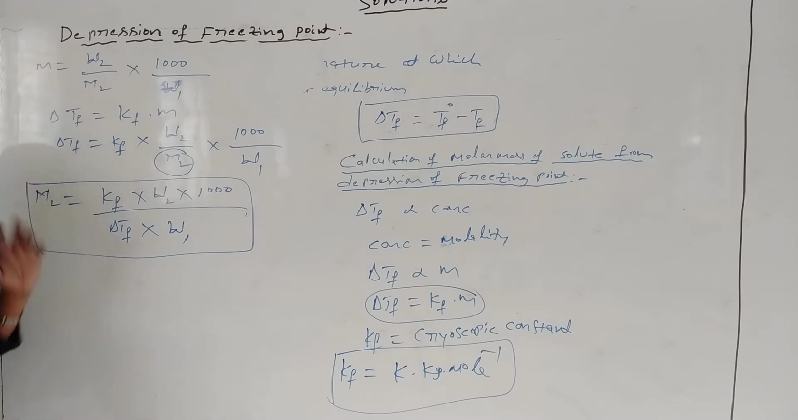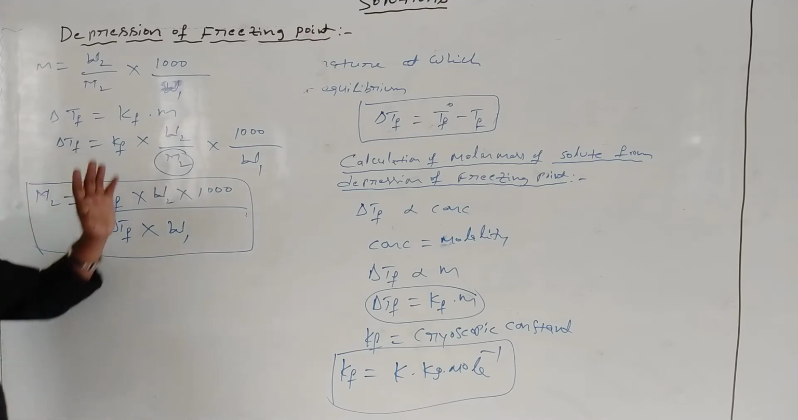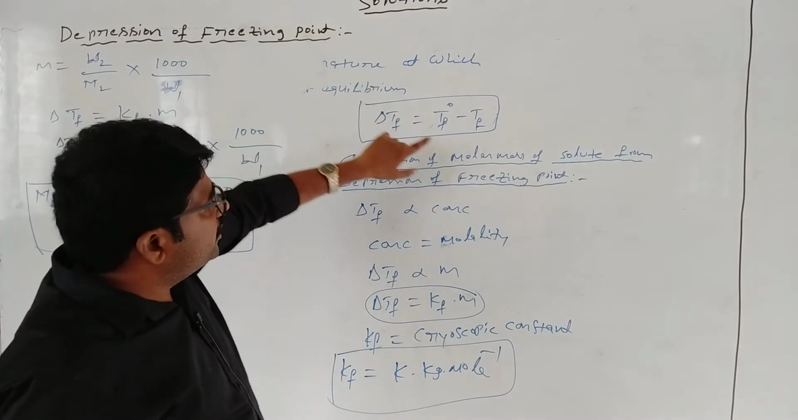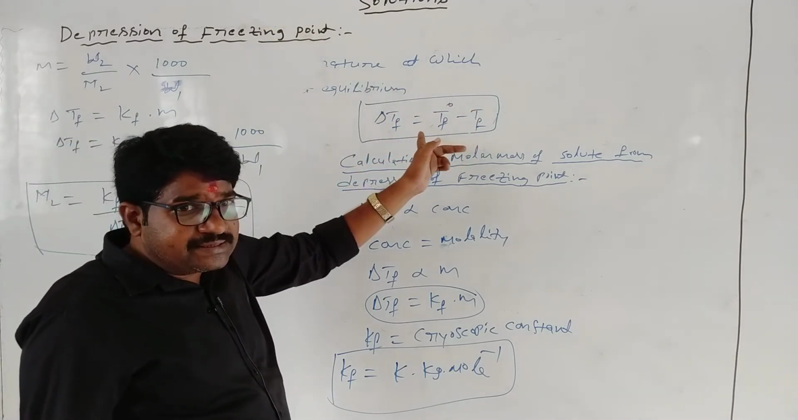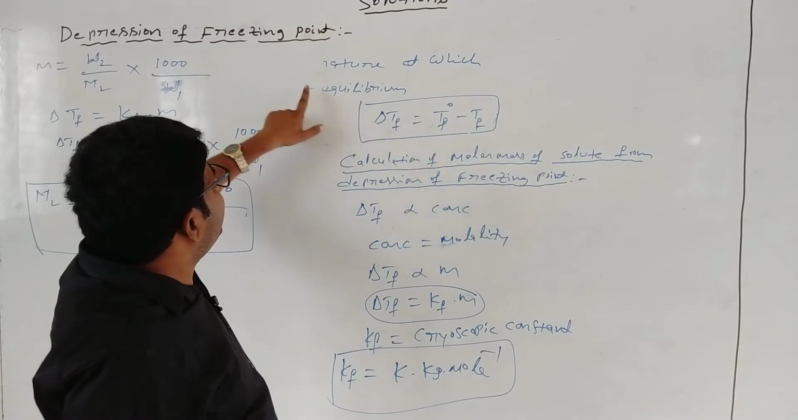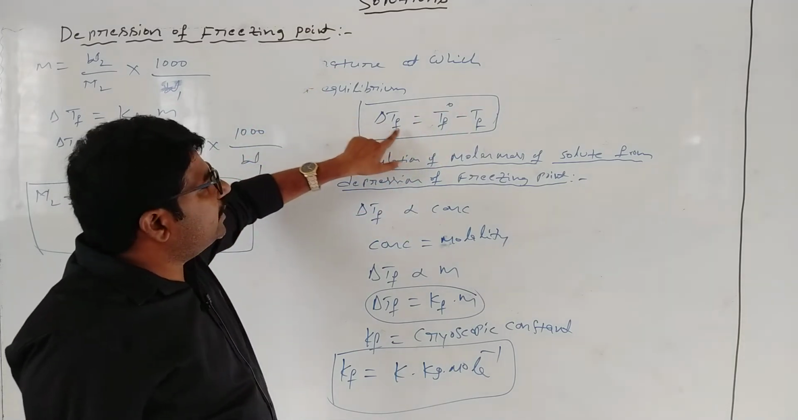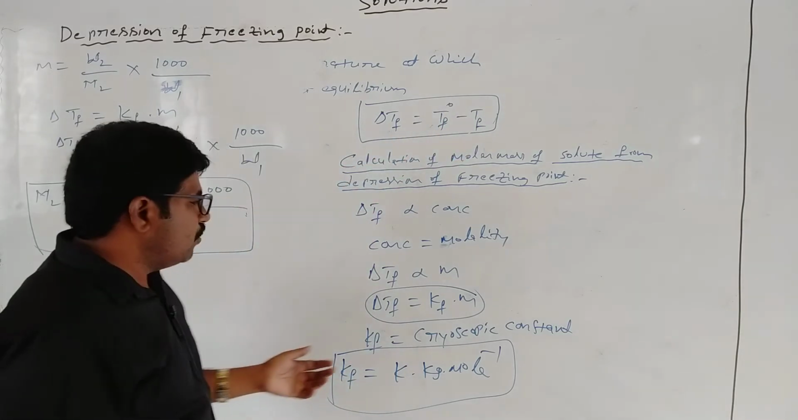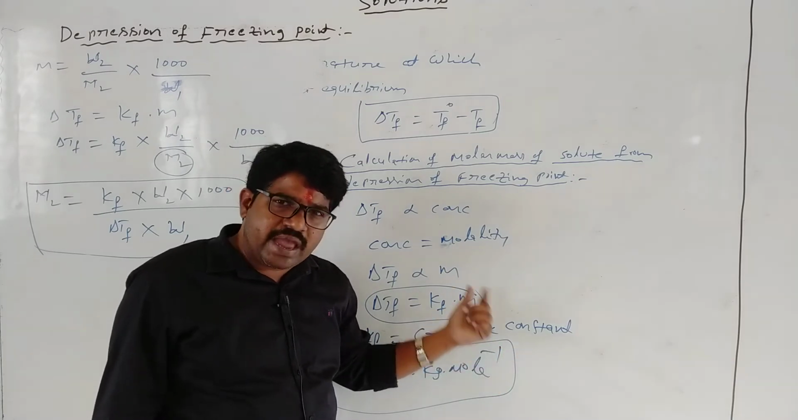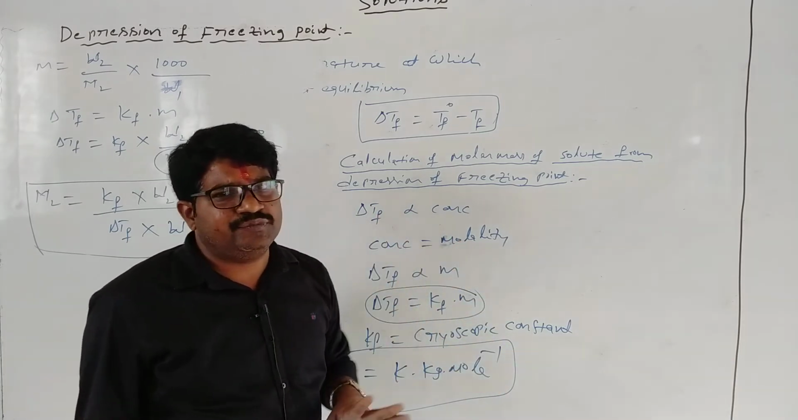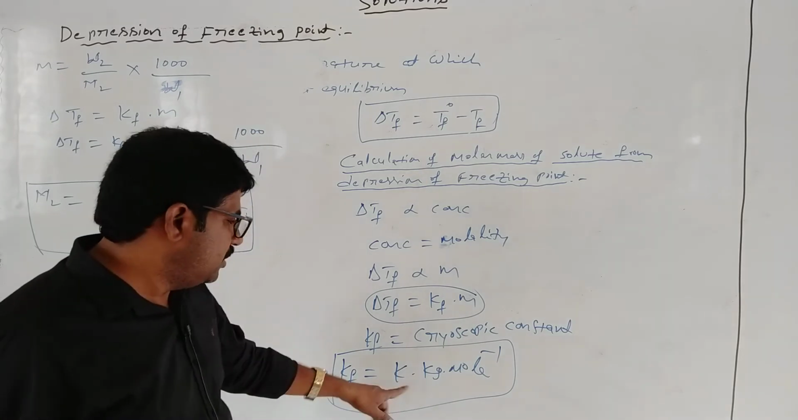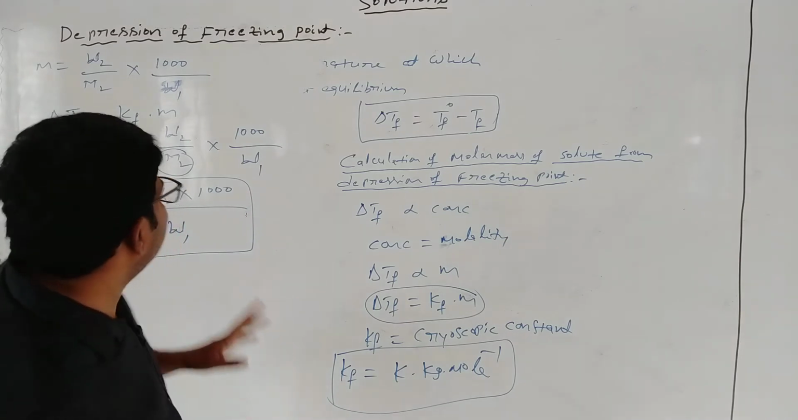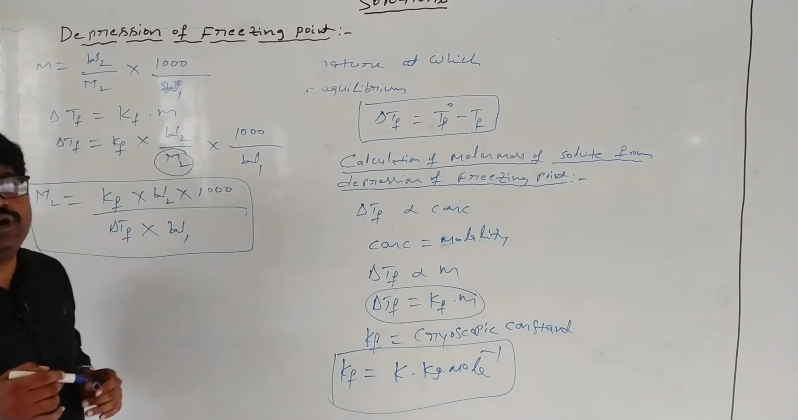Same as elevation of boiling point, but here the condition changes. For elevation of boiling point it is TB minus TB naught, whereas for depression of freezing point, delta TF is equal to TF naught minus TF, and everything else is the same. So what is the cryoscopic constant? Same as the ebullioscopic constant, the definition is the same. So the units are the same, but instead of B, you have to take F. So this is depression of freezing point.